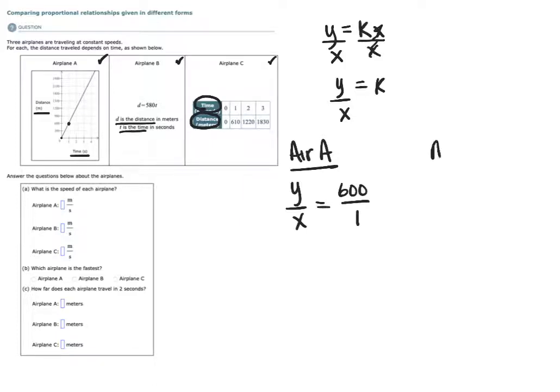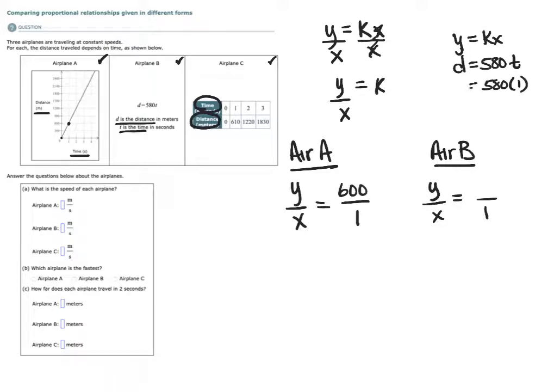All right, let's look at airplane B now. Air B. And airplane B, we can see that, again, if we line up this equation they've given us to our original equation, y equals kx, we can see that distance equals 580 t. And we know, since we know that our x value is our time, we can now fill this in. So y is our distance, x is our time, and when we look at this, we can line these up, and we can see that if I were to put in a time of 1, which would be my denominator, then 580 times 1 would give me 580 as my distance or my y variable. So I now can fill this in with 580 for y.